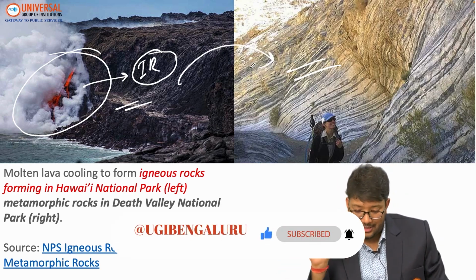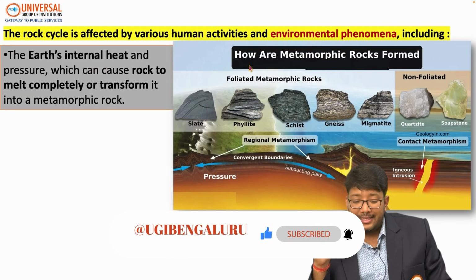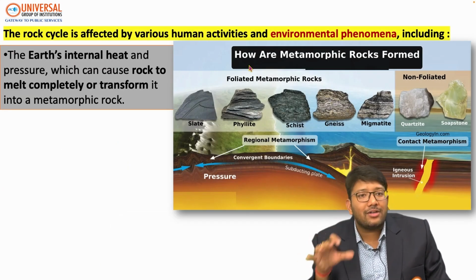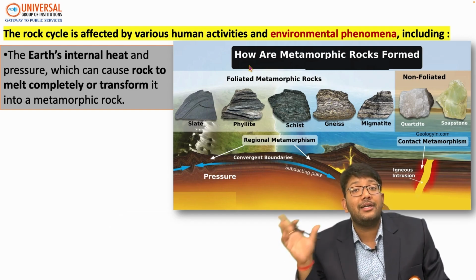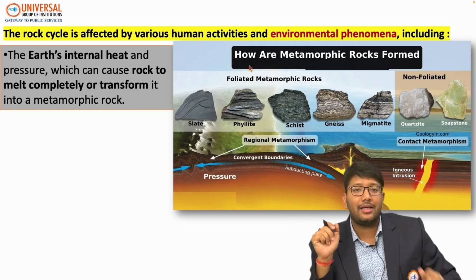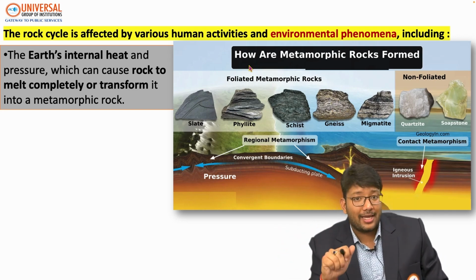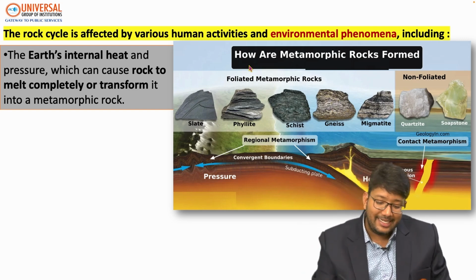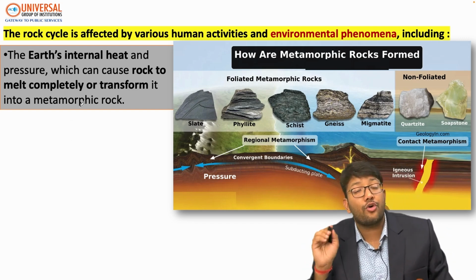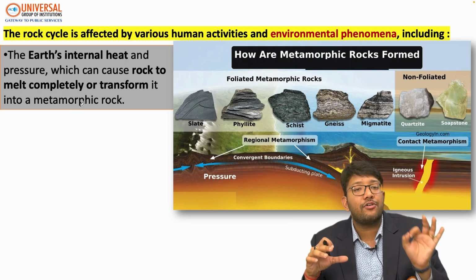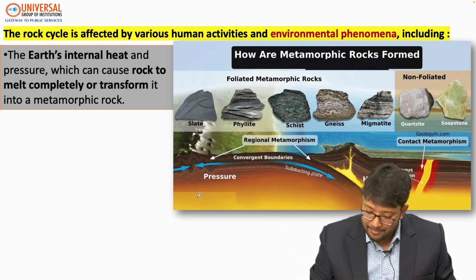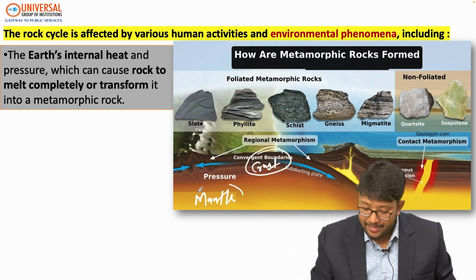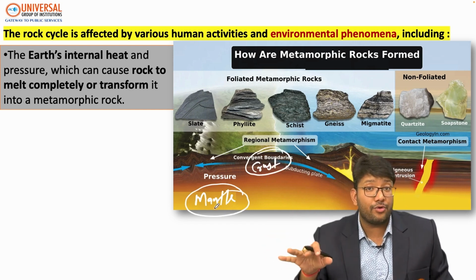Now, let's talk about how exactly the rock cycle is affected by various human as well as environmental phenomena. First would be the Earth's internal heat and pressure, which can cause rocks to melt completely or transform into metamorphic rocks. This is our crust, this is our mantle, and below that is the core. There are two types of core also, inner core and outer core.